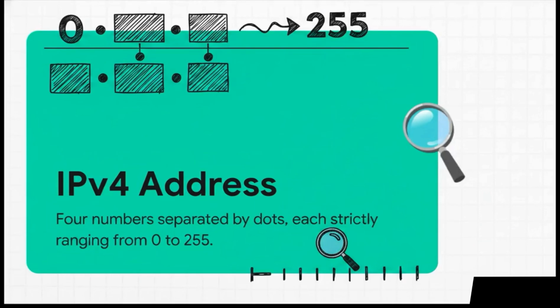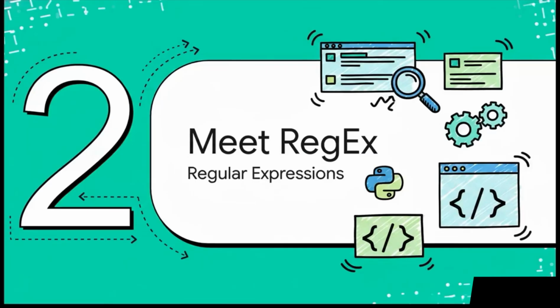But here's the absolute critical catch. Each of these 4 numbers can't just be anything. They must range strictly from 0 up to a maximum of 255. So our challenge here is figuring out how to get a computer to automatically check if a user's input perfectly matches this exact, totally unforgiving number format. Which brings us to section 2.